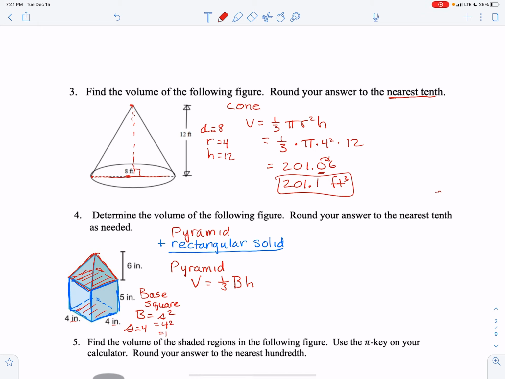or 16. Now the height is just how tall that pyramid is. See, from the top down to the bottom, 6 inches. So it's 1/3 times the area of that square base, times how tall the pyramid is, times 6. So I have 32, and we're in volume, so it'll be cubic units, so cubic inches.